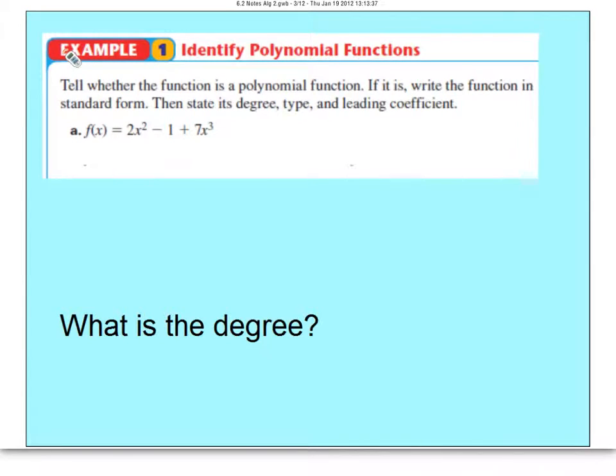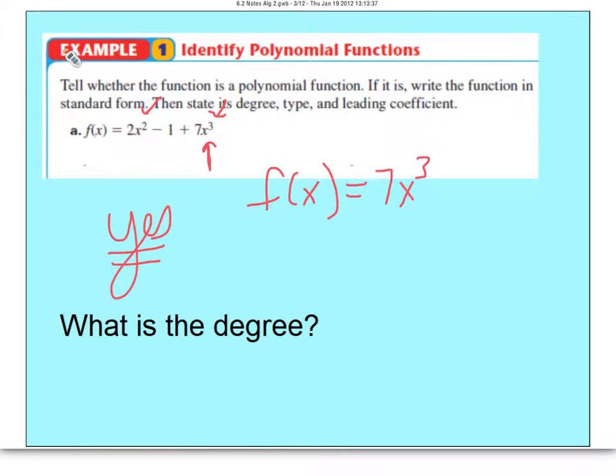As we look at this one, we want to determine if it's a polynomial. The highest exponent we see is a 3. So the exponents are whole numbers and they're positive, so yes, this is a polynomial. And to put that in standard format, I would do f of x, the highest term first, so on this one it's x cubed, so it's 7x cubed. Then x squared is next, so it's plus 2x squared. And then -1 is the standard format for that.